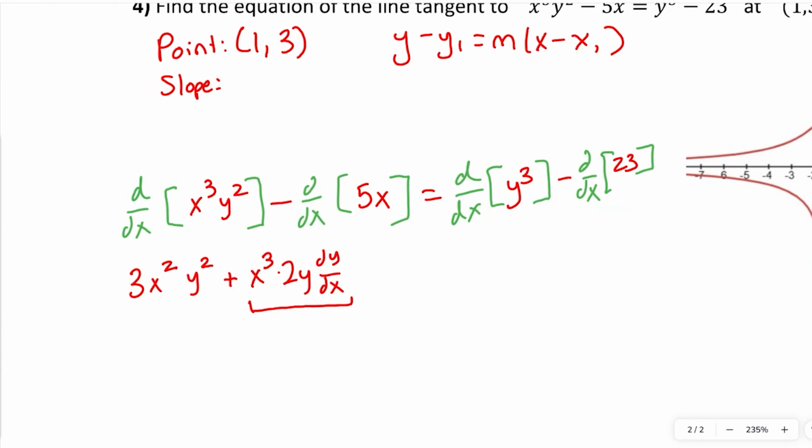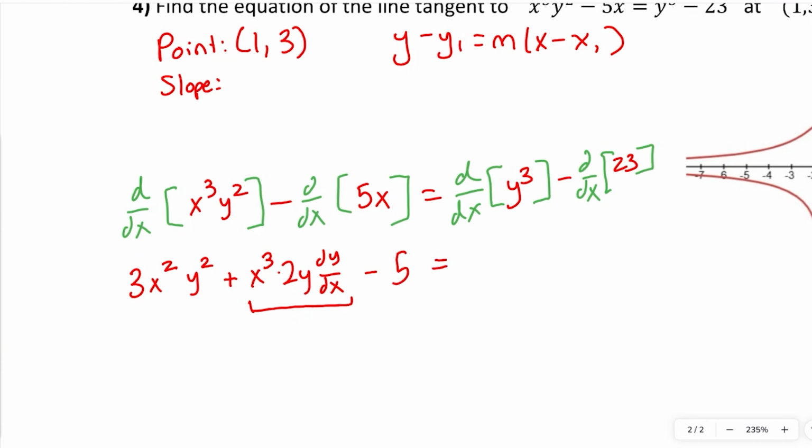So I'm differentiating y with respect to x. So I'm using chain rule essentially. All right, what's the derivative of 5x with respect to x? 5, okay. So now the left side's done. Now I'll do the right side.